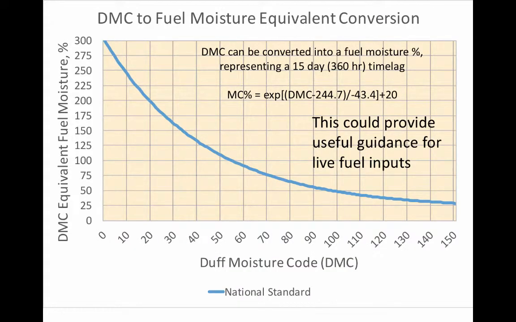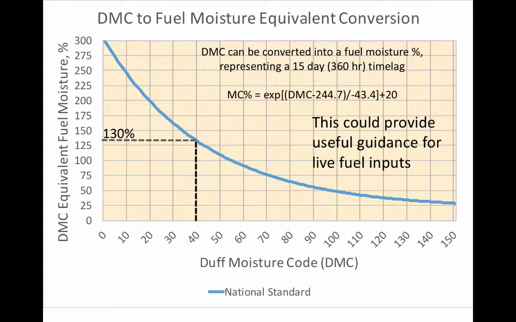This graph shows the relationship between the Duff Moisture Code and the fuel moistures that it represents. The code calculation actually uses this equation each day in producing the next DMC. More importantly, it will allow us to compare DMC with the corresponding NFDRS fuel moistures. Notice how fuel moisture changes as the DMC rises at different thresholds.